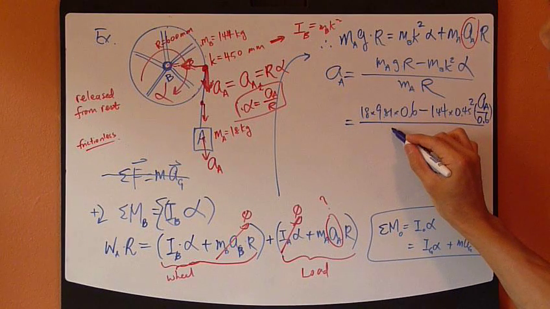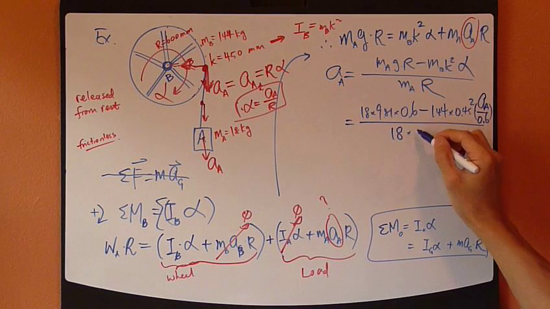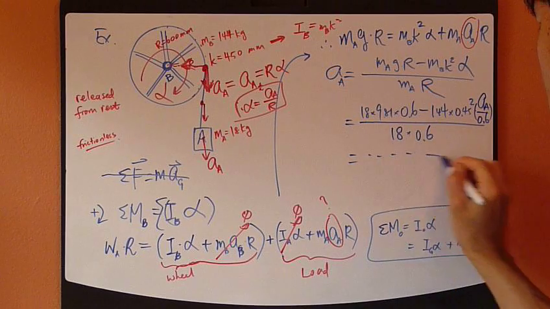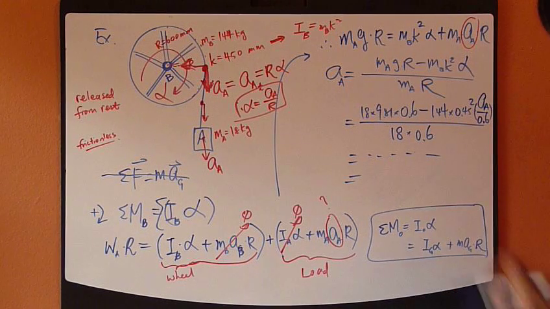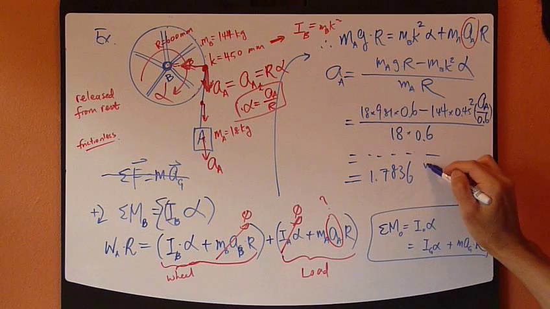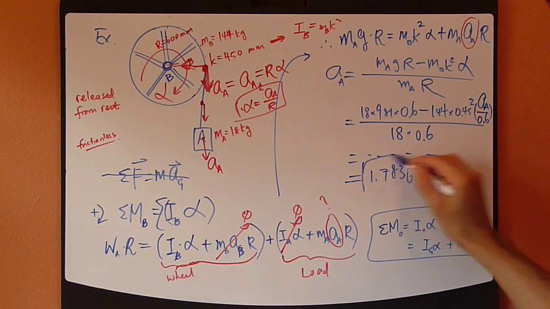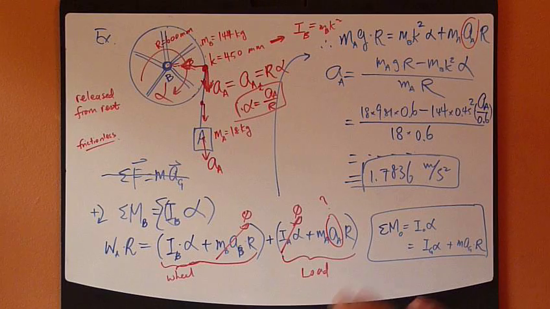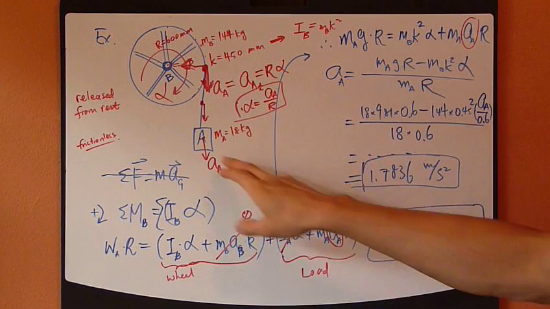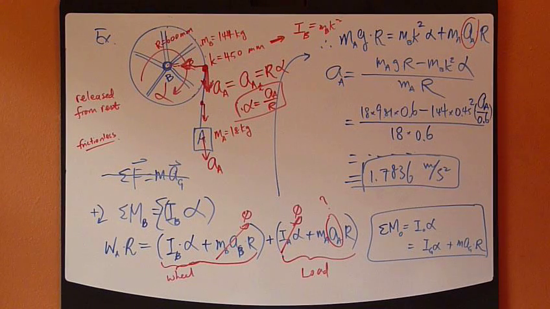Moving on, m_A is 18 kilograms times R, which is again 0.6. Now you crunch numbers. Plug in your calculator. Turns out the acceleration is 1.7836 meters per second squared. That's all. So in this problem, you can be asked to find this acceleration of A, and you might be asked a few other things too.